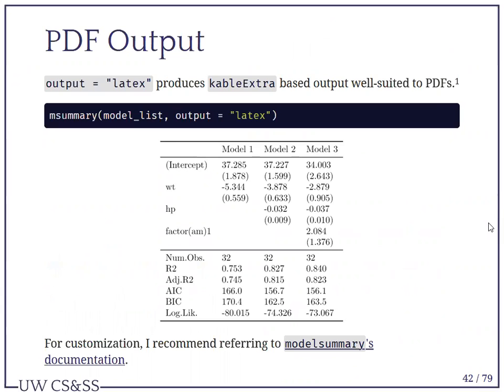Model summary is great for PDF output. You can say output equals LaTeX. This produces a kableExtra based output that's well suited to PDFs. So here is that same table from before, but it looks a lot more like we're probably used to seeing in a publication. For customization, I recommend referring to modelsummary's documentation. It's pretty extensive. There's a lot of good vignettes of how different people have organized things in their tables.